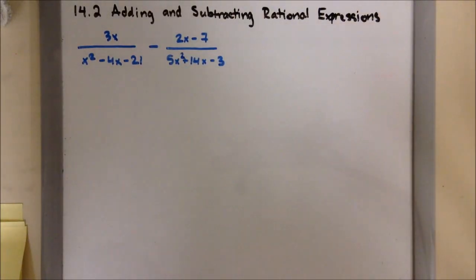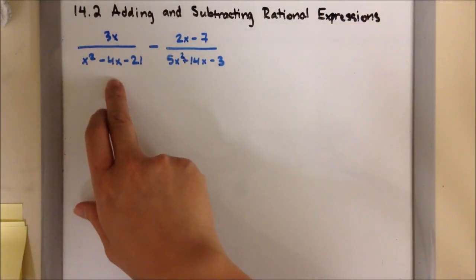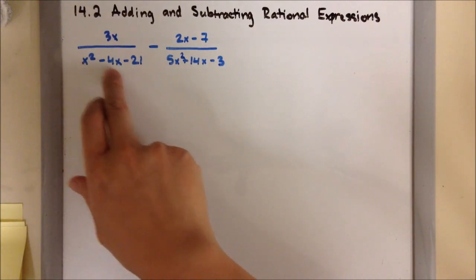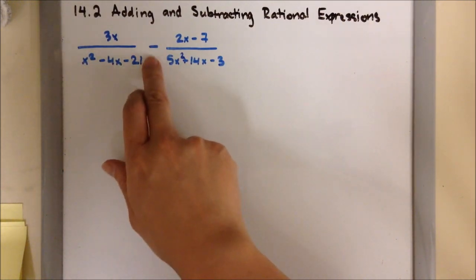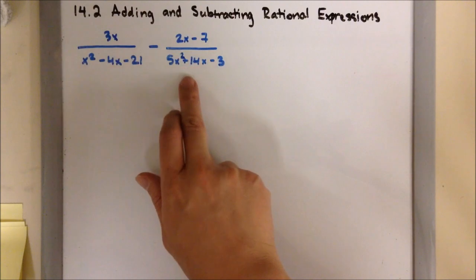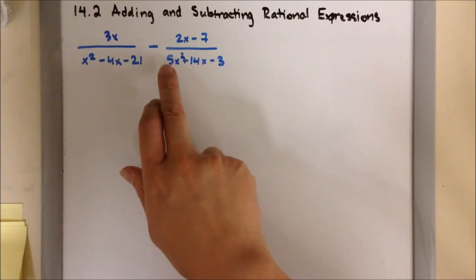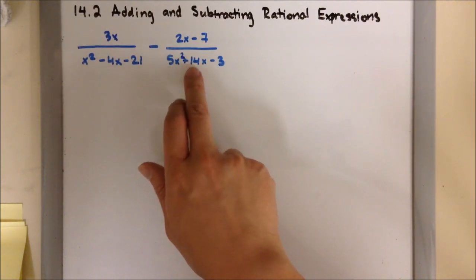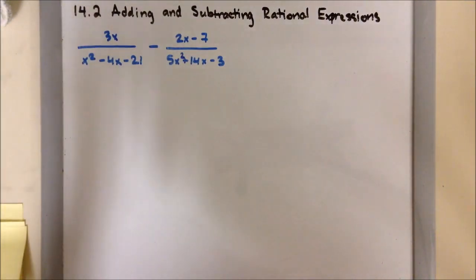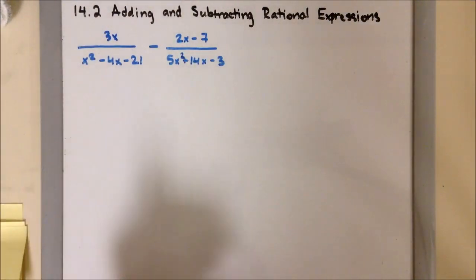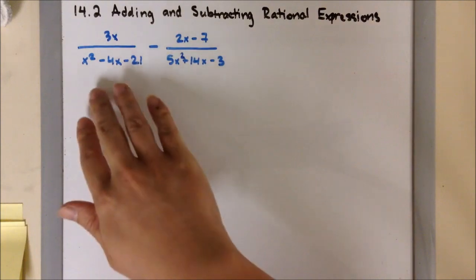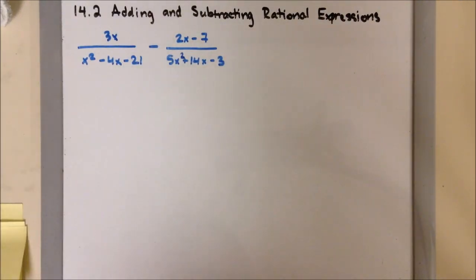Now, let's take a look at the example. In our first fraction, we have 3x over x squared minus 4x minus 21, and then minus. In our second fraction, it's 2x minus 7 over 5x squared plus 14x minus 3. Alright, before we find our LCD, we're going to factor the two denominators.